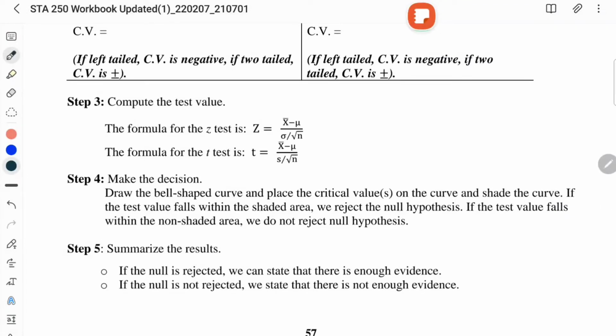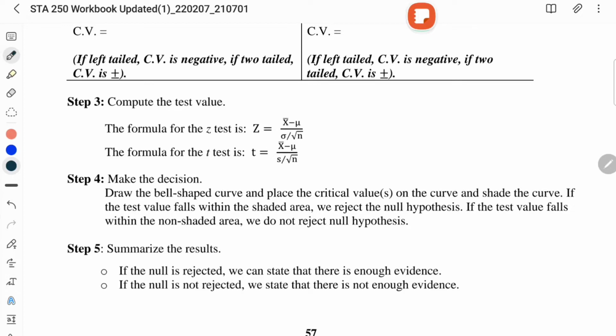Draw the bell-shaped curve and place the critical values on the curve and shade the curve. If the test value falls within the shaded area, reject the null hypothesis. If the test value falls within the non-shaded area, we do not reject the null hypothesis. And then number 5 is to summarize the results.